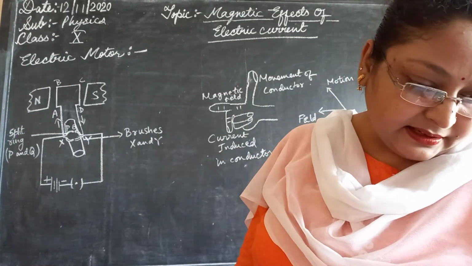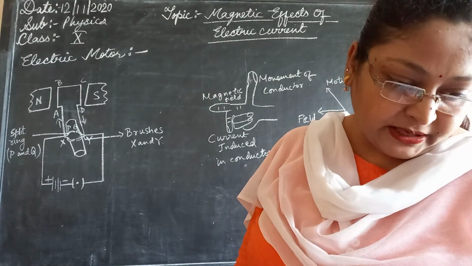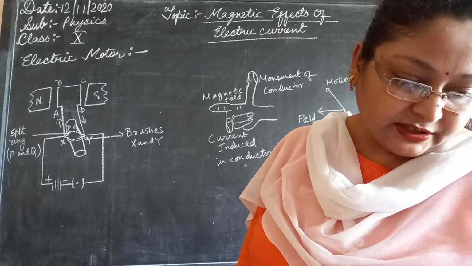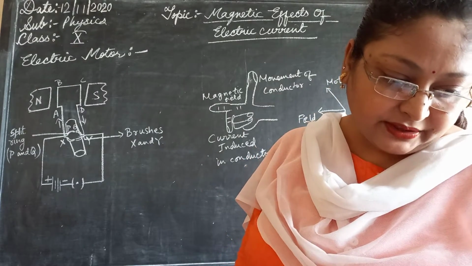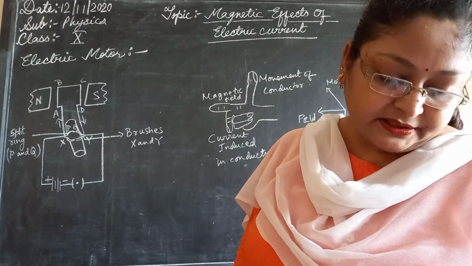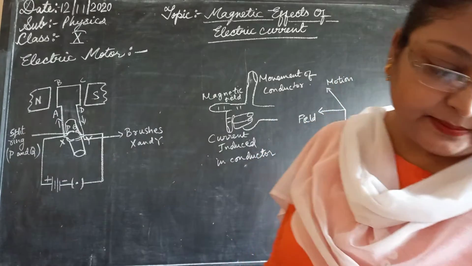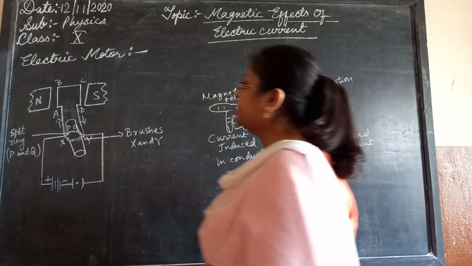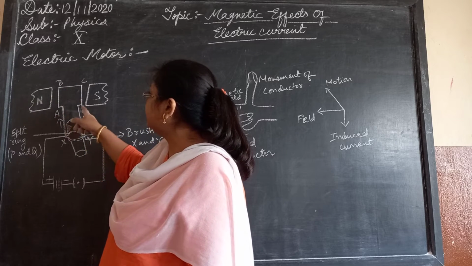Thus the coil and the axle O, mounted freely, turn about the axis and rotate anti-clockwise. At half rotation, Q contacts the brush X and P contacts the brush Y. Therefore, the current in the coil gets reversed and flows along the path DCBA. The current in the coil will be reversed, DCBA.